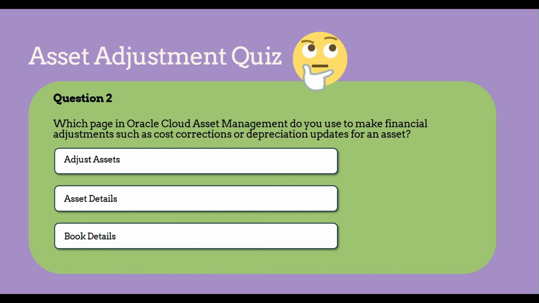Now let's look at question 2. Which page in Oracle Cloud Asset Management do you use to make financial adjustments such as cost corrections or depreciation updates for an asset? Is it the Adjust Assets page? Is it Asset Details? Or is it the Book Details page? And the answer is Adjust Assets. So this is the page that you would use in order to complete most adjustments for assets.